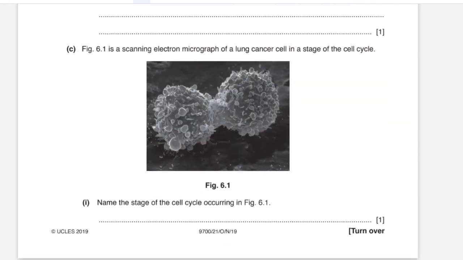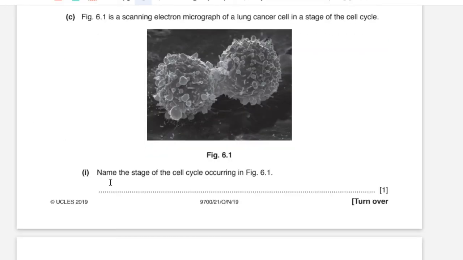C. Figure 6.1 is a scanning electron micrograph of a lung cell in a stage of the cell cycle. 1. Name the stage of the cell cycle shown occurring in figure 6.1. The division stage of the cell cycle is known as cytokinesis.